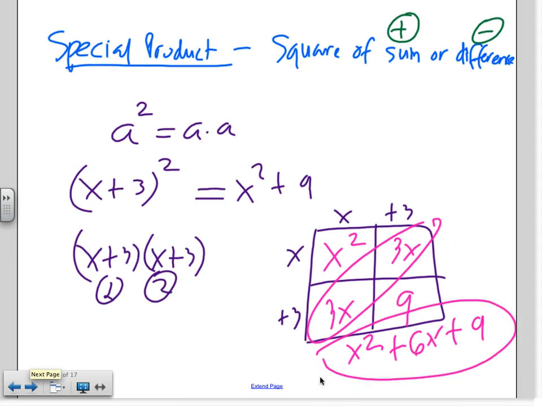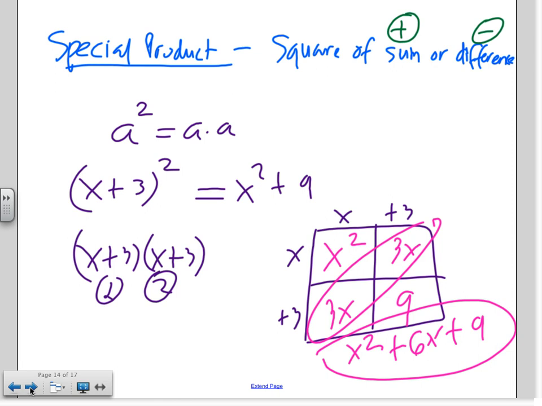X squared plus 6x plus 9. Now go back to what you gave me before. X squared plus 9. So is that correct? You see it? You see the difference? You're almost correct though. Except you're missing what? The 6x.